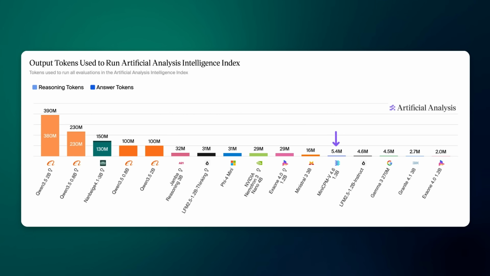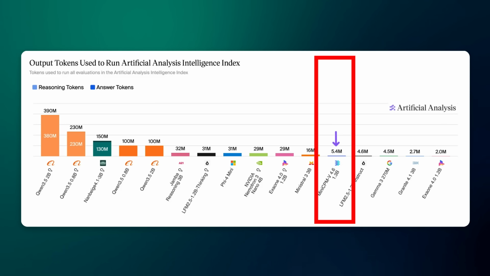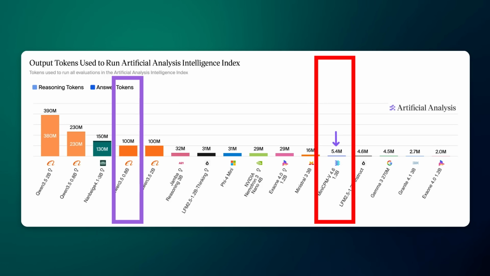Now, the benchmarks are nice, but they're not actually the most interesting part of the release. The most interesting part for me is this token efficiency story. And I think this is going to matter a lot for most people that are building agents. If we go back to that Artificial Analysis Intelligence Index suite, this model is using about 5.4 million output tokens. That's roughly 19 times fewer than the Qwen 3.5 0.8B non-reasoning, and 43 times fewer when compared with the thinking/reasoning version of that model.